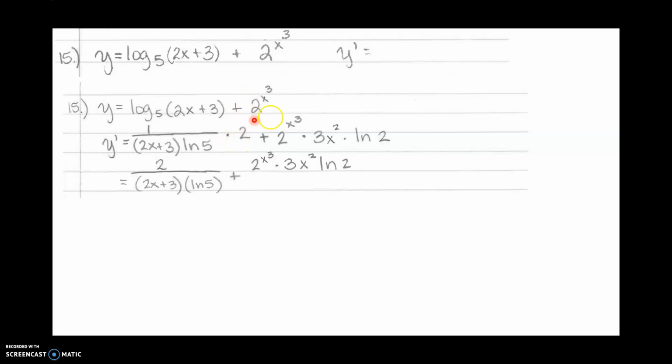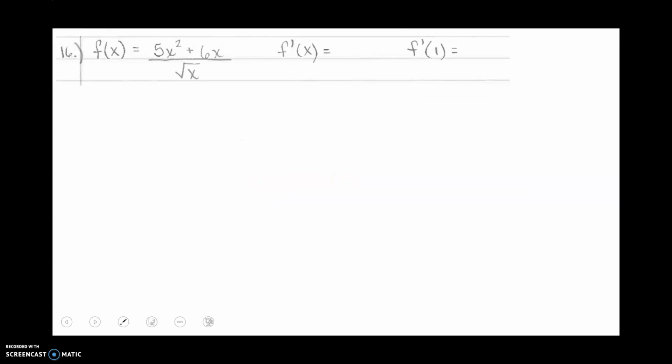All right, then for this guy, the derivative of 2 to the x cubed, our rule for that is going to be 2 to the u ln 2. So 2 to the u ln 2. And then we need to multiply by the derivative of the inside, the derivative of that u, that x cubed. So the derivative of x cubed is 3x squared. And so then you can see we've just done some combinations for those.